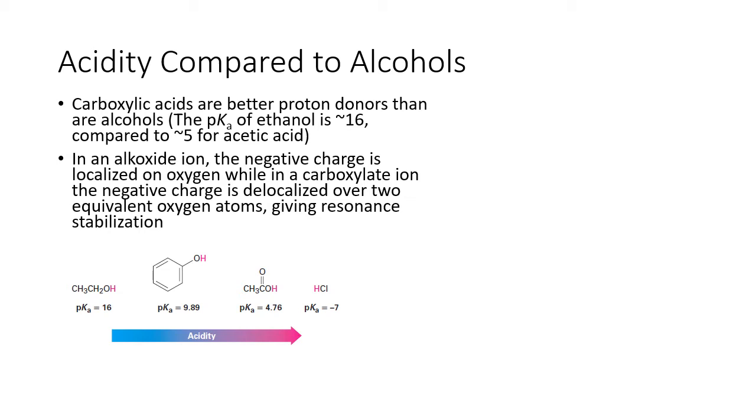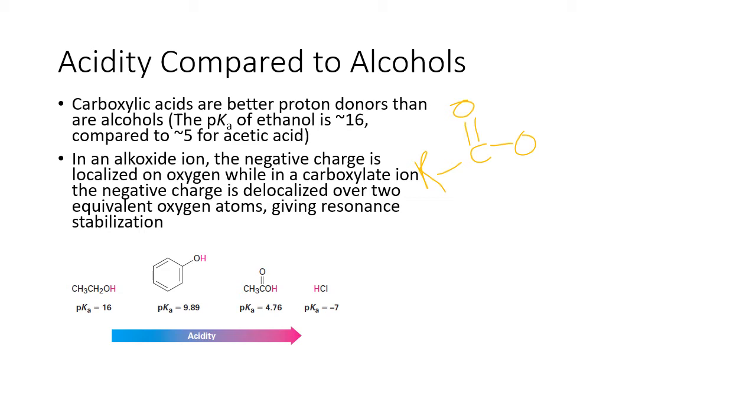Resonance between the two oxygens: the negative charge of the carboxylic acid can be stabilized by two oxygens. Let's see what I mean by this. Let's draw a structure of a carboxylic acid. In the carboxylic acid, you have this proton, which is acidic. So if any base reacts with it, we remove the proton and leave a negative charge on the oxygen.